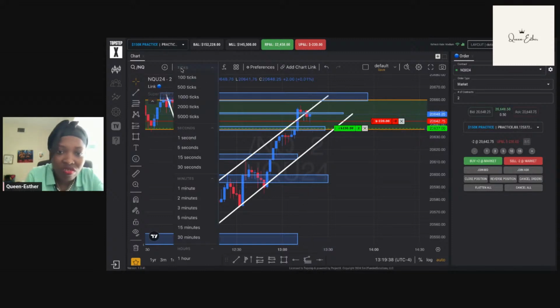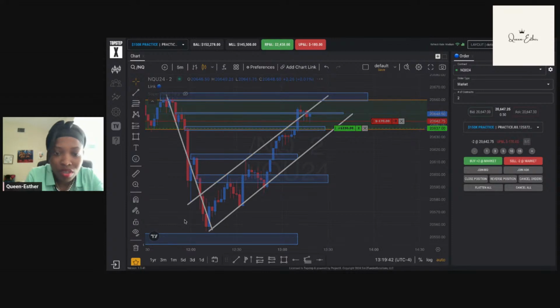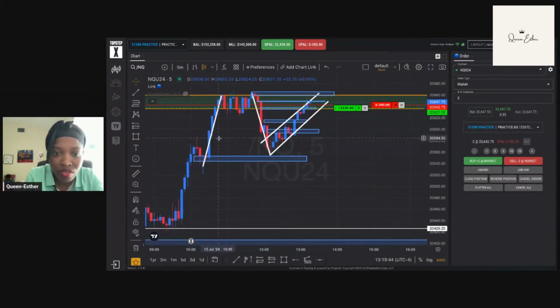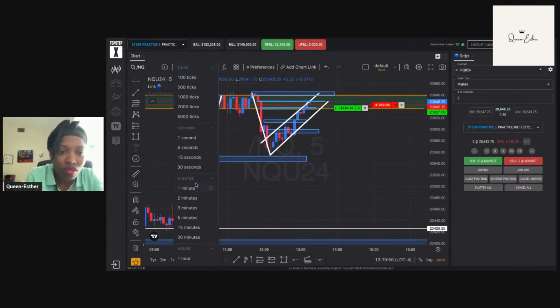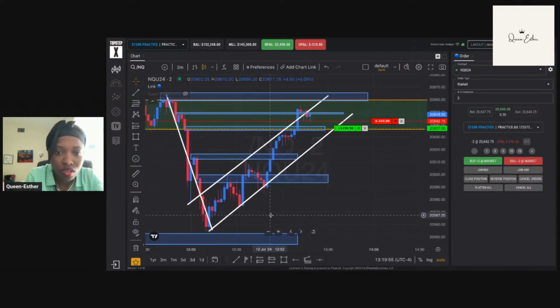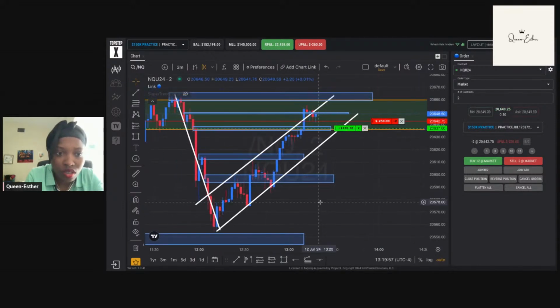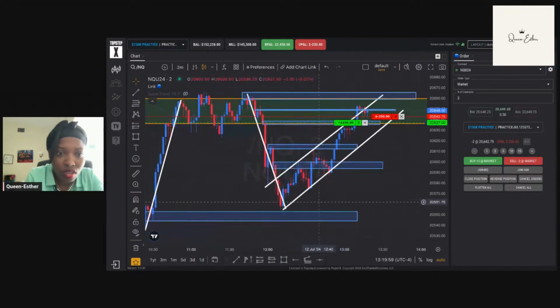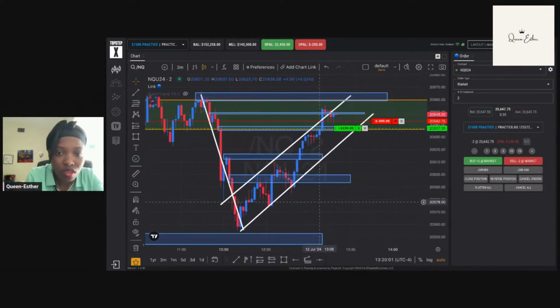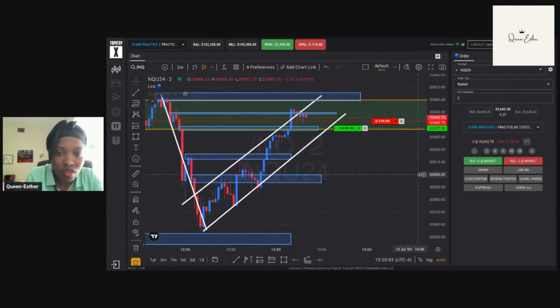If I go to the 5 minutes, let's see what's happening on the 5 minutes. Price is still bullish. So hold on. I'm trying to see something.